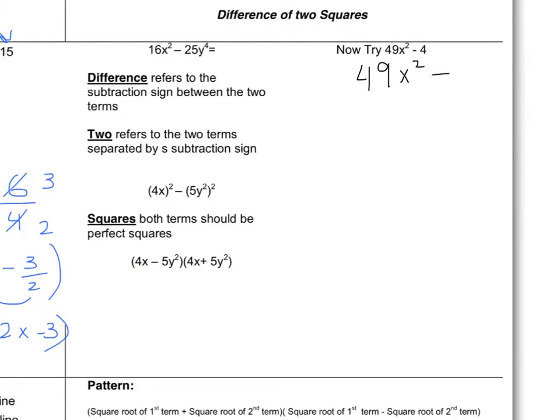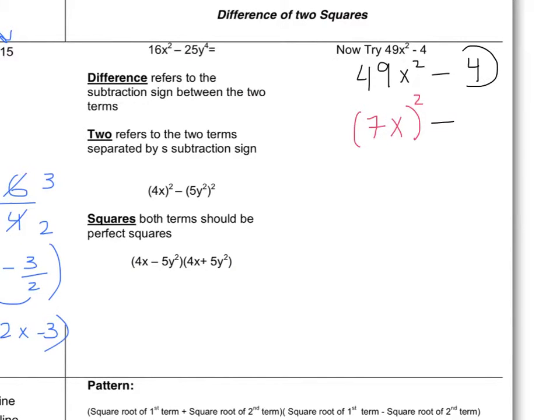49x squared minus 4. As you can see, there is a difference. There's two terms, so the difference of two squares applies. Now we have to check if they are perfect squares. Let's see. Can you rewrite 49x squared as a square of something? Yeah, because the square root of 49 is just 7, and instead of x squared, you can just put an x, and you can put the 2 on the outside. Let's see. 7 squared is 49, x squared, and this is it, so we're good.